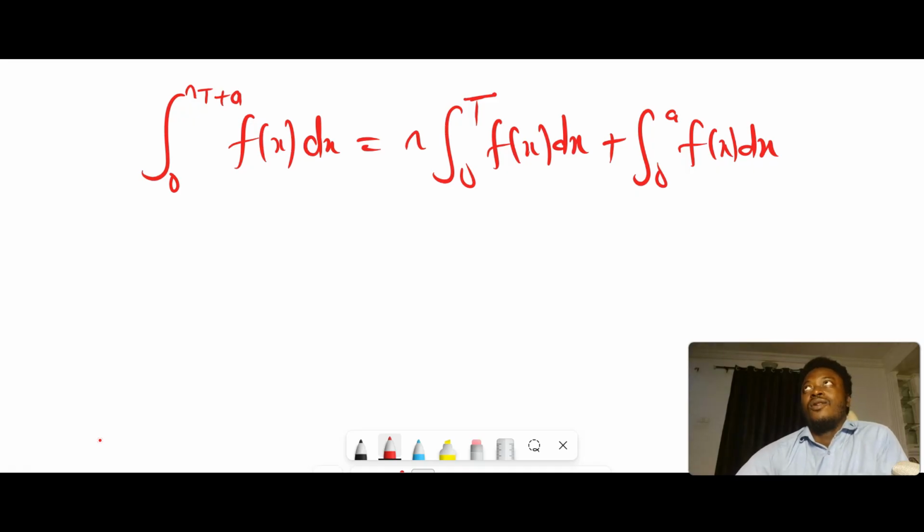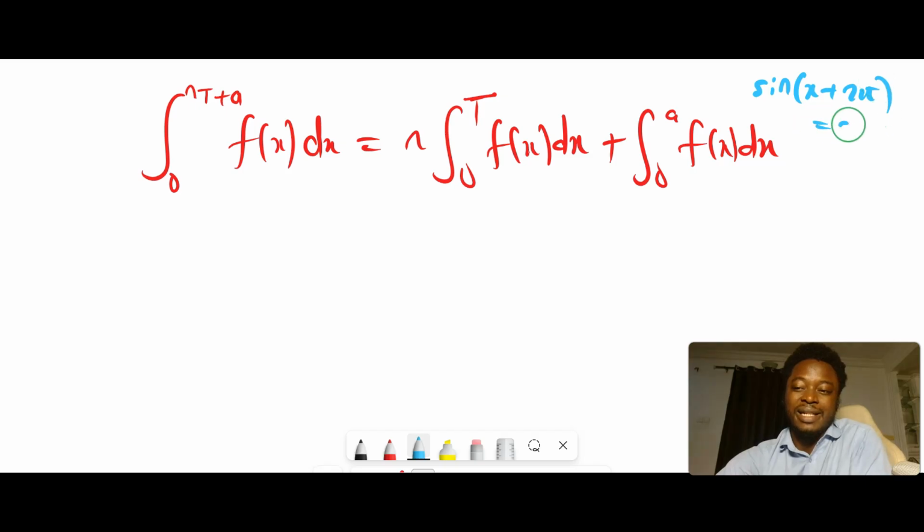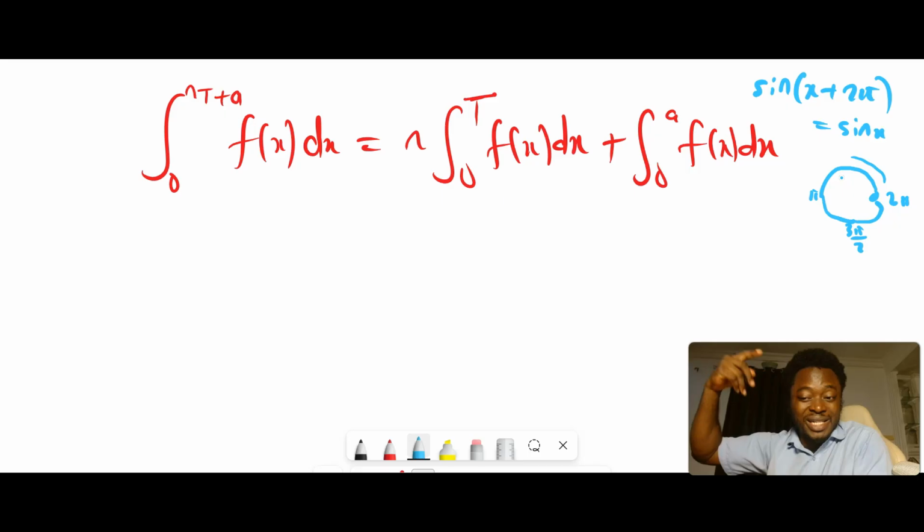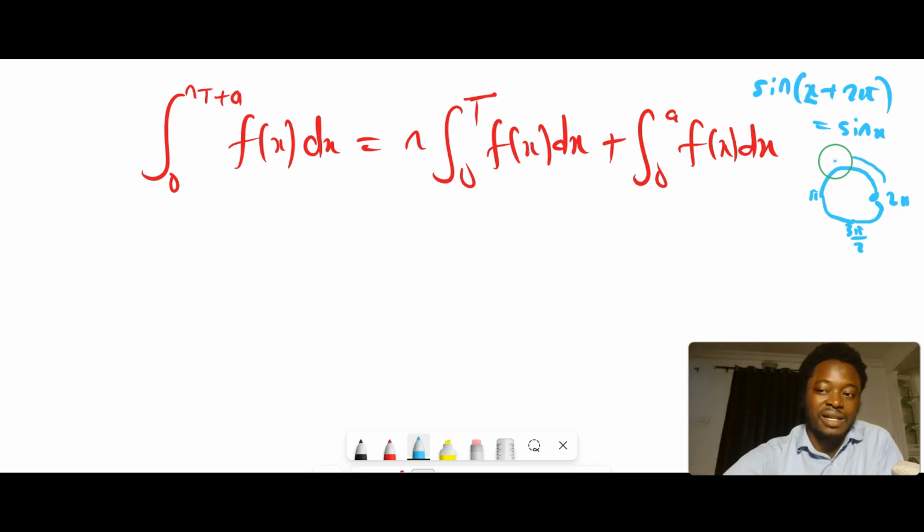Now we know periodic functions. Just like sine, the sine of x plus 2 pi is basically sine of x. The reason is that once you go from 0 all the way to pi, then from pi up to 3 pi over 2, and then to 2 pi, if you continue this movement again, you're basically repeating yourself. If you have any value of x and you come back after a 2 pi revolution, you still end up with this value of x. This is why we say sine of x plus 2 pi equals sine of x, and this is true for all periodic functions.